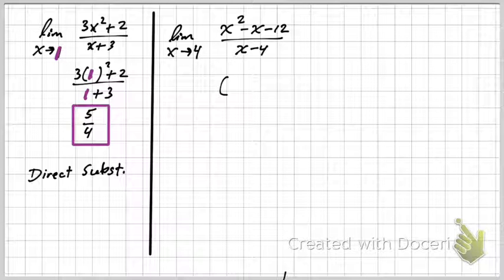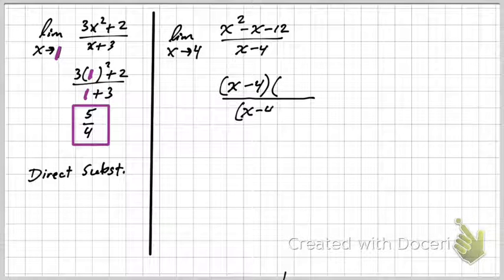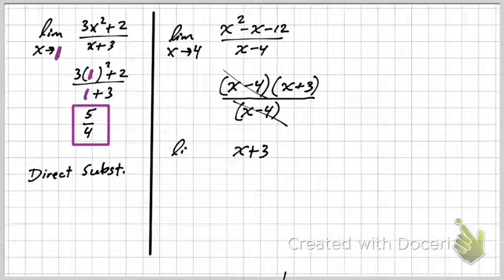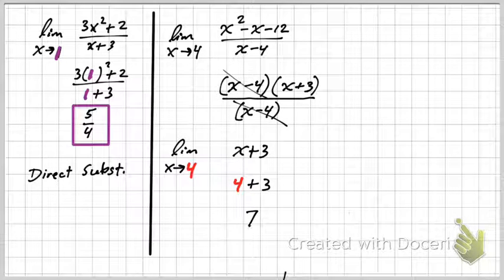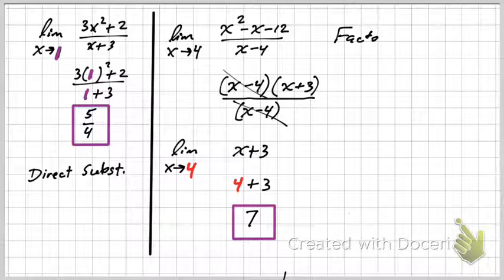How does the numerator factor? I'll give you a hint. Many times it factors involving the denominator. So if there's an x minus 4 on the bottom, there's probably an x minus 4 on top. So that's x minus 4 times what? Those would cancel, leaving me x plus 3. We're doing the limit as x approaches what? 4. So I'm going to replace the x with a 4 and get an answer of 7. Now that's probably what I'd call factor cancel.